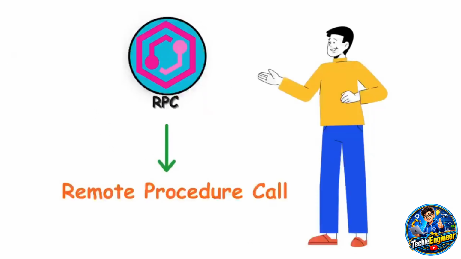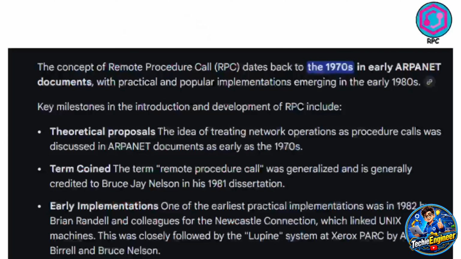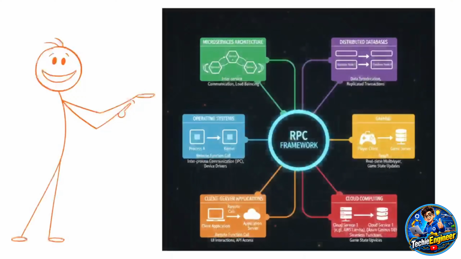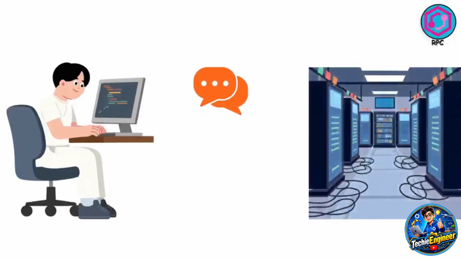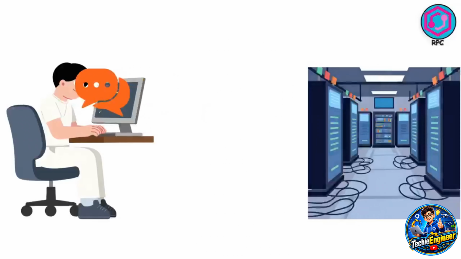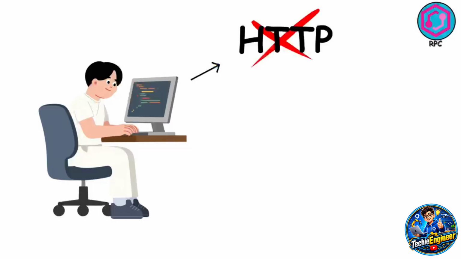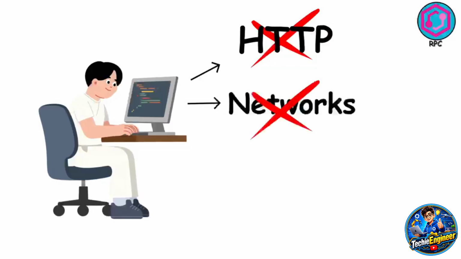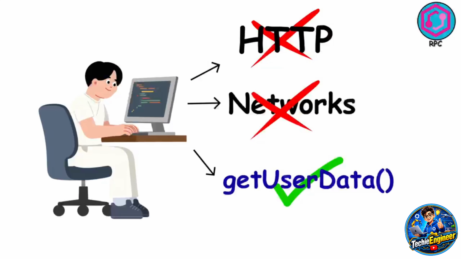RPC, or Remote Procedure Call, has been around since the 80s. But it's still everywhere, because sometimes the simplest solution is the best solution. RPC lets you call a function on a remote server as if it were a local function in your code. You don't think about HTTP or networks, you just call getUserData, and it happens.